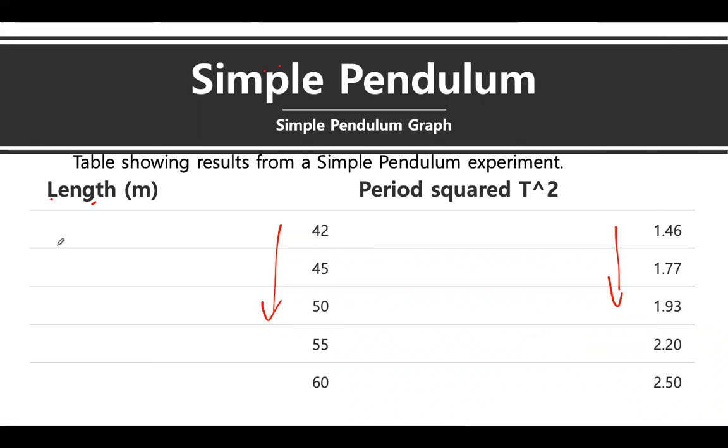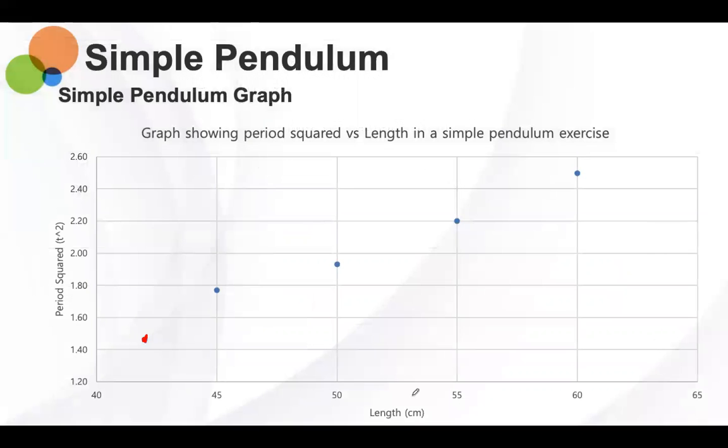Now, we put our length on the horizontal axis. Our horizontal axis is called the x-axis. That's where we put our length, the horizontal axis. While the vertical axis, we call the y-axis. So we have the x-axis and we have the y-axis.